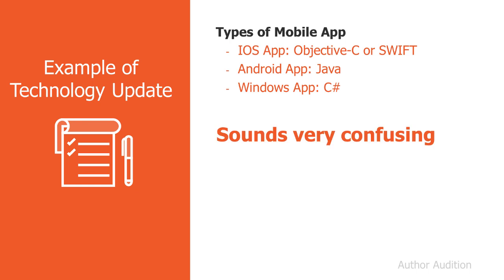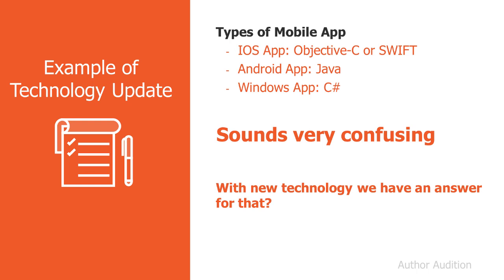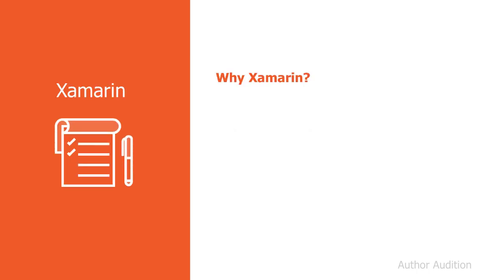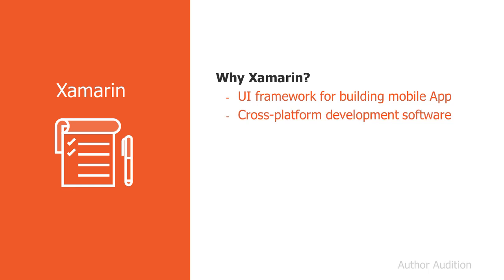Sounds very confusing. It's not just about learning different programming languages. It's about the fact that each platform has its own UI framework, which is built in with different architecture and different API. Well, with the new technology, we have an answer for that, Xamarin. Xamarin Form is an UI framework for building native cross-platform mobile app using C# with Visual Studio 2015. You code your app only once and let Xamarin to take care of everything. Xamarin compiler builds your app for each platform, so you don't need to learn different languages.